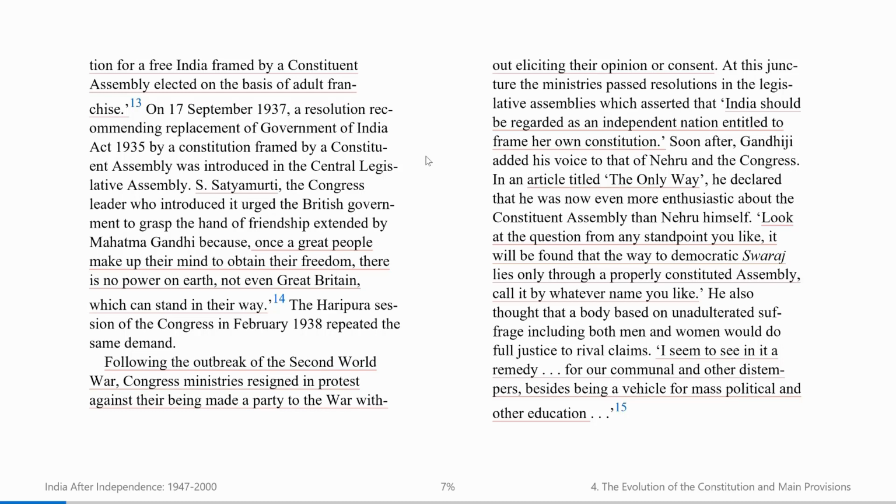He said that democratic Swaraj lies only through a properly constituted assembly, whatever name you call it, and he saw in it a remedy for communal distempers, besides being a vehicle for mass political and other education. He said that when all of India would come together in a constituent assembly, it would make our differences go away, so that we can then discuss them.